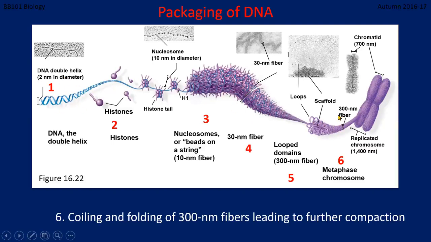And then at the end, the 300 nanometer fiber is what the chromatin is made of. This is the chromosome, with two chromatids, and that is how it is packed. But if you remember, the chromosome appears only at the time of cell division. Otherwise, it doesn't appear, and it is in some different form.